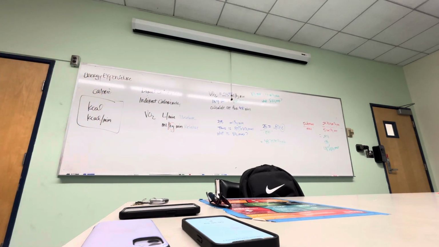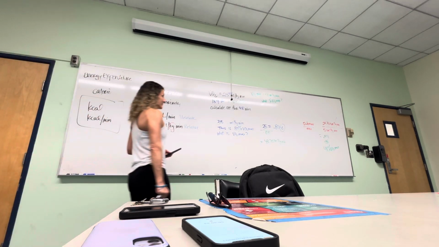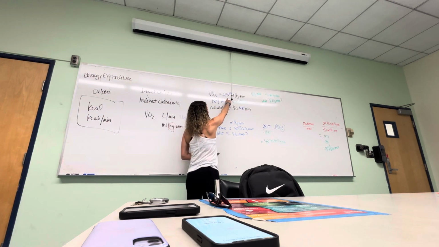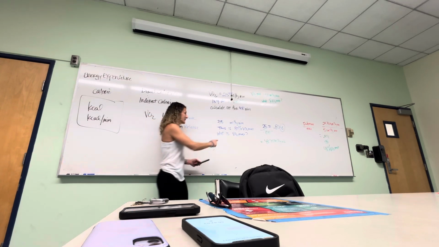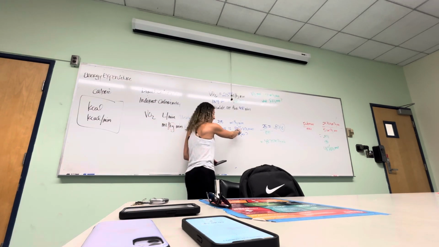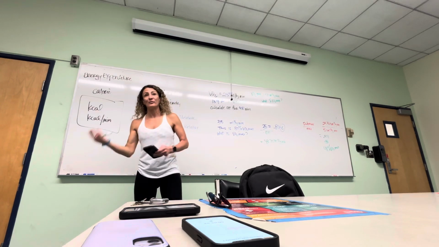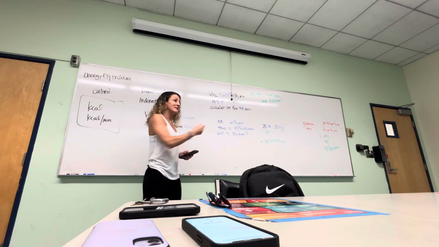Everybody good? Okay, so you need to be able to go back and forth. If I give you a submax and a max and ask you what percent they're working at, you should be able to answer that. If I give you a submax and what percent they're at, you should be able to figure out their VO2 max. You need to know whether you're multiplying or dividing by the percentage.